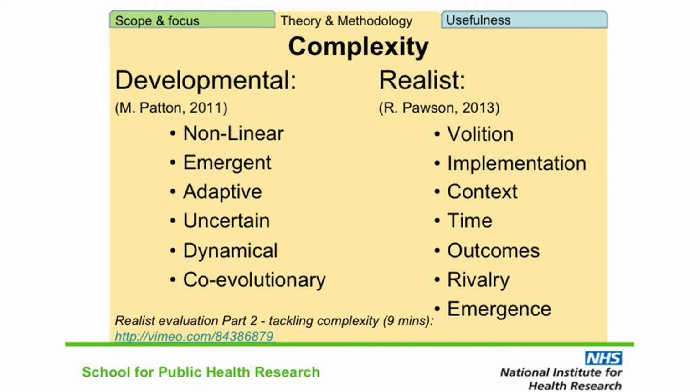There's often a lot of rivalry in that the sorts of complex programs we're thinking about don't happen in a closed environment. It's a very open system that they work in, and there are other competing and rival programs and interventions happening within the environment. And emergence. So this is unexpected elements that are going to come out of a program that can't be predicted. And Michael Quinn-Patton, in his approach to evaluation in complex settings, uses theories drawn from chaos theory and complexity theory to understand the complexity of the situation.